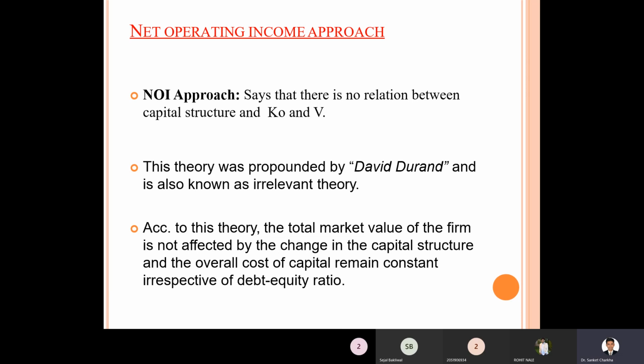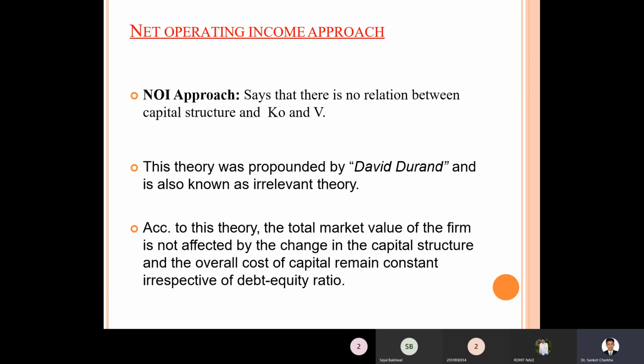Furthermore, according to this theory, the total market value of the firm is not affected by the change in the capital structure, and the overall cost of capital remains constant irrespective of the debt equity ratio. So what David Durand says is that the total market value of the firm is not affected by the change in capital structure. Earlier, the net income approach clearly stated that your capital structure gets affected with the increase or decrease in debt financing.